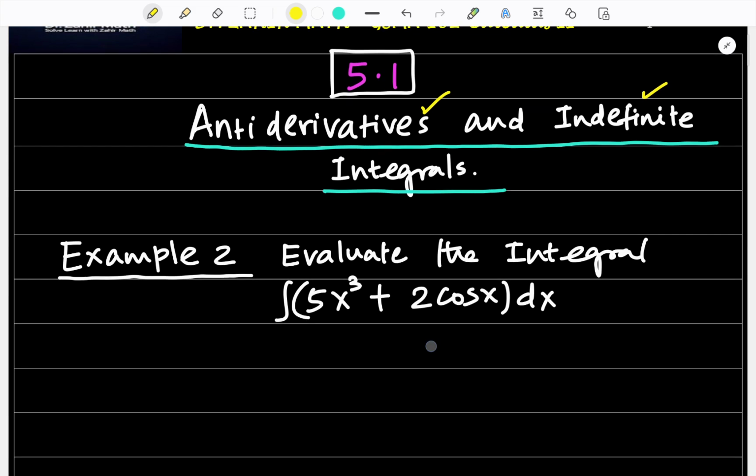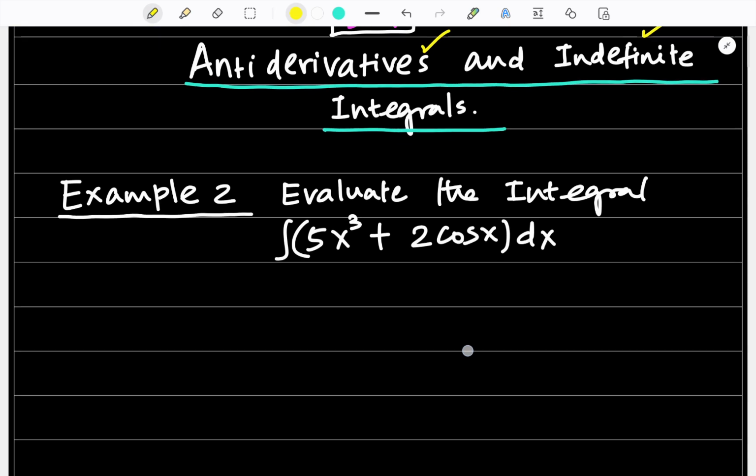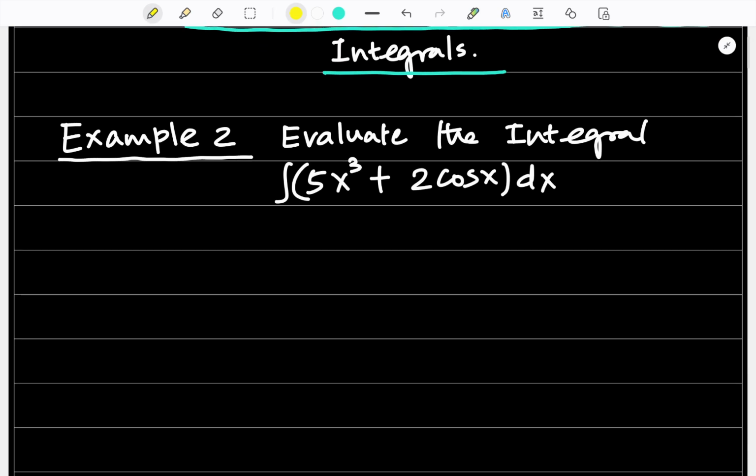Right. Let's start the first one. 5.1 Antiderivatives and Indefinite Integrals. The first question: evaluate the integral of 5x to the power of 3 plus 2 cosine x dx.